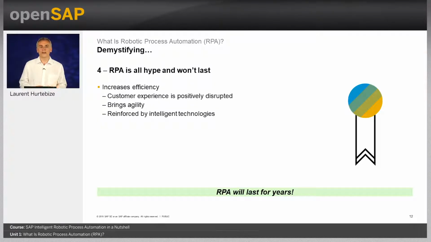The third point is that thanks to new types of functionality, customer experience is being disrupted in positive ways. RPA is growing fast, getting more agile. We are perfectly trained to quickly answer that market and the customer's expectations. All of this thanks to artificial intelligence, machine learning, chatbots, and other great technologies. For all of these reasons, we can easily imagine that it will last for years to come.